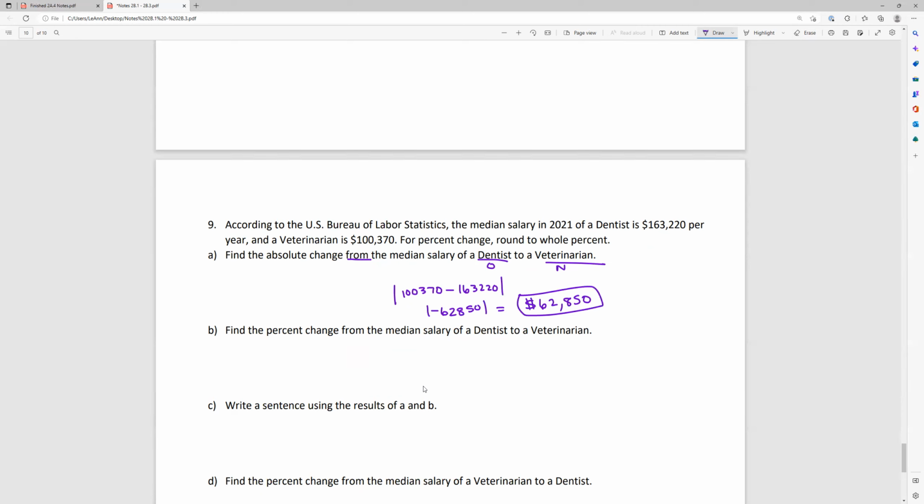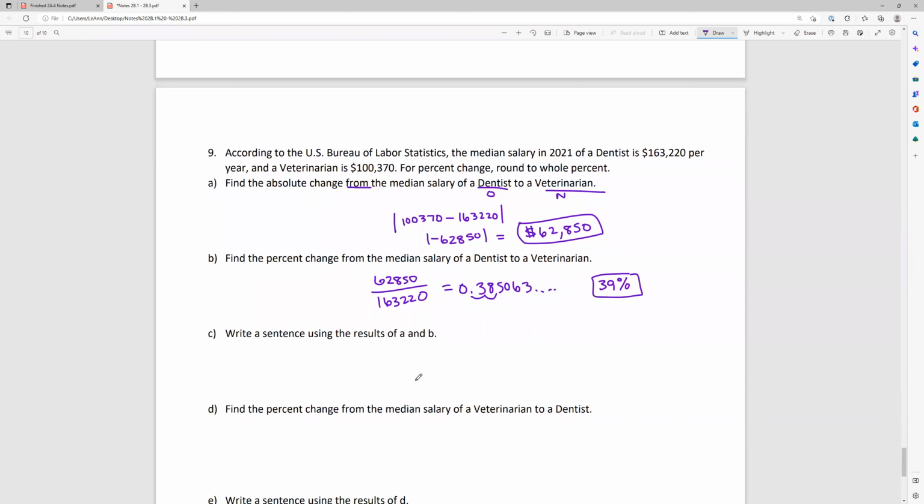The percent change would then be taking that absolute change and dividing by the old, which was the 163,220, because we're still doing dentist to veterinarian. This comes out to about 0.385063, keeps going. So if I round to the nearest whole percent, that's a 38.5. So that's going to round to a 39%.